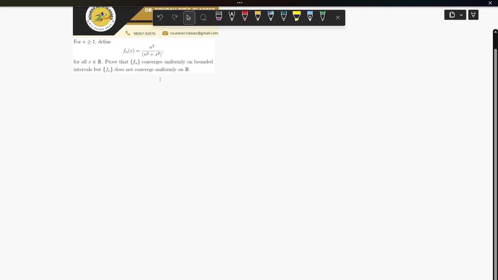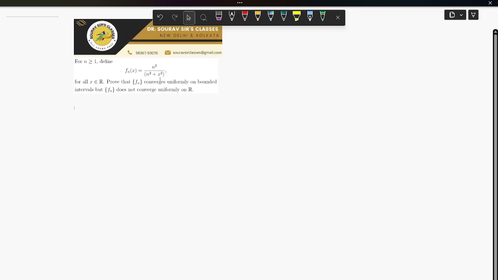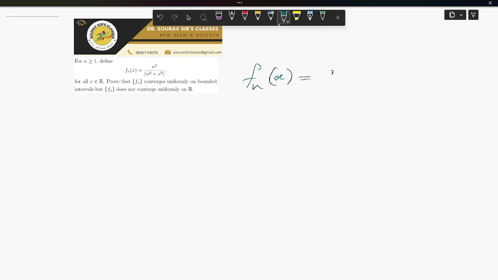So we analyze the uniform convergence of the sequence of functions which is given to us, where our x is belonging to R. Now we are going to find the pointwise limit of the given sequence of functions. So fix any x.